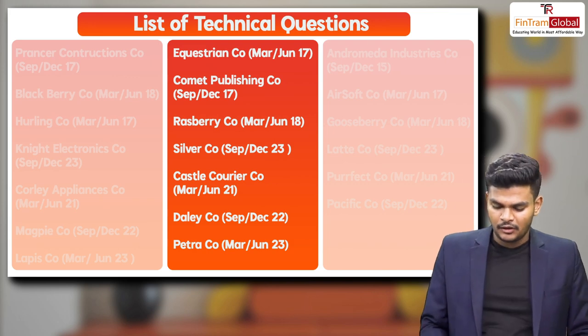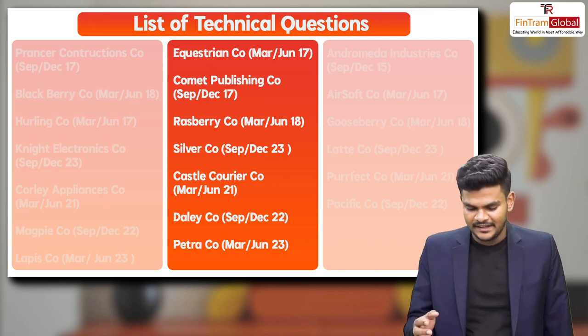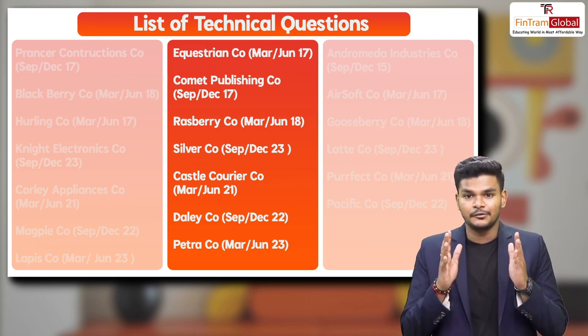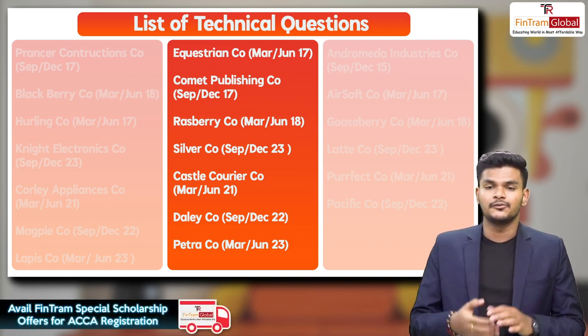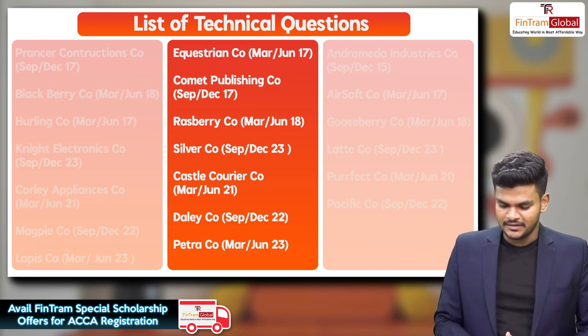Equestrian Co., Comet Publishing Co., Raspberry, Silver Co., Castle Courier Co., Daily Co., as well as Petra Co. Daily and Petra are my personal favorites, and those are the most recent questions that ACCA has published as well. So I would highly, highly recommend that you have a look into these particular questions as well.